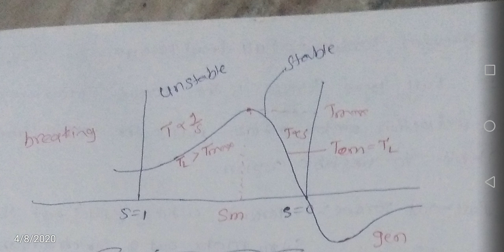So see in the figure, T maximum torque, and the machine is running with Tem equal to TL. Tem is the electromechanical torque. In a motor, it acts in the direction of rotor rotation. Tem equal to TL.